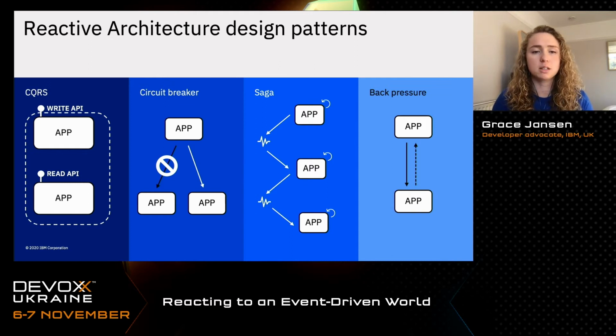So we've got CQRS. CQRS stands for Command Query Responsibility Segregation. And that's really all about separating out the read and the write API to enable really high availability of that data. Then we've got circuit breaker.